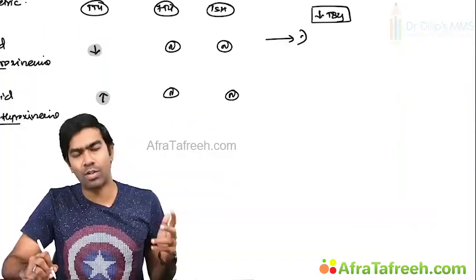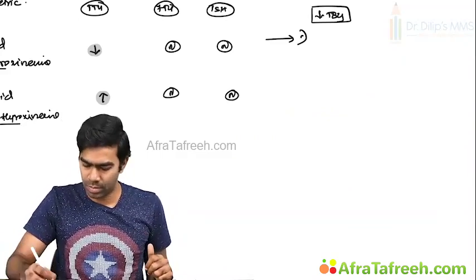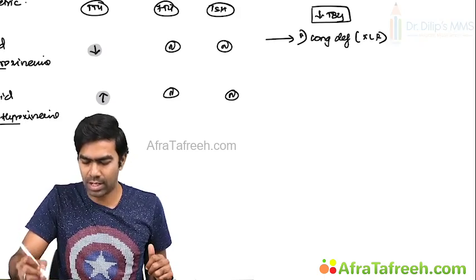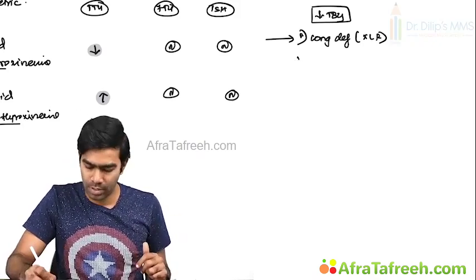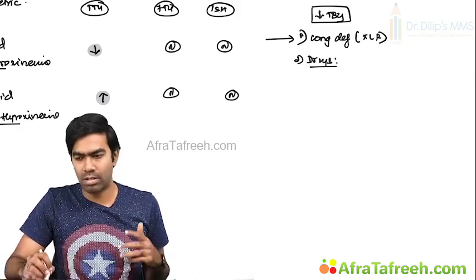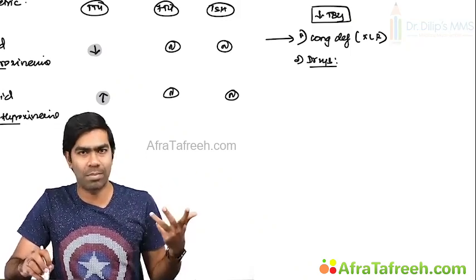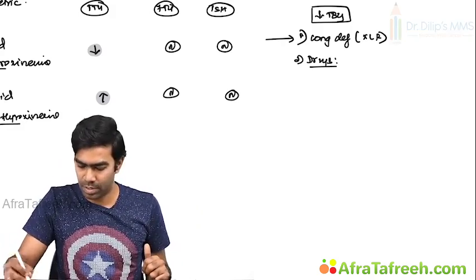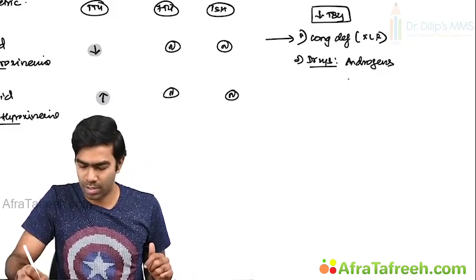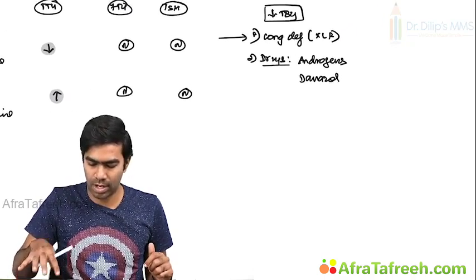So what are the conditions that reduce the TBG so that your total T4 levels will drop? One is congenital deficiency. Very rare, but it can happen. That is inherited as an X-linked recessive disorder. Second, certain drugs can reduce the TBG. We have discussed the drugs already in detail in the physiology section. I'll just recap it. The most important being the androgens. You know that estrogens will increase TBG, androgens will reduce TBG. And along with androgens comes danazol. It's an anabolic steroid only, like an androgen.